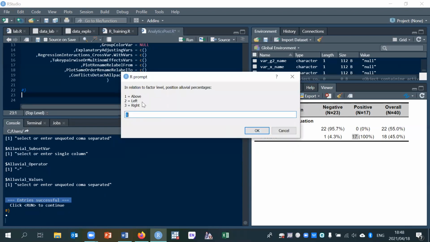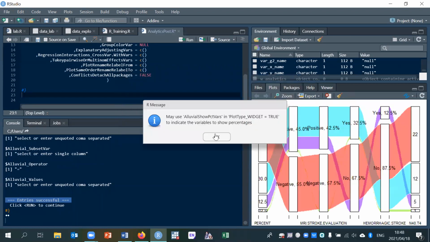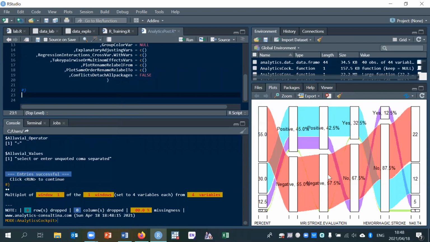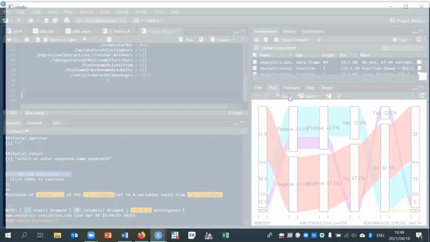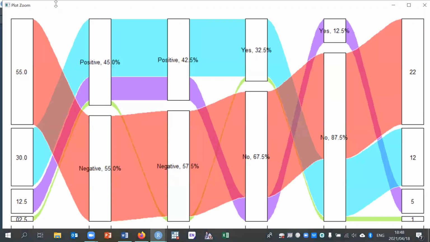So we proceed, and I can choose to say, okay, the percentages, where do you want this to appear? It actually makes more sense when you show the graph. For now, I'm just going to say, please position all these percentages to the right. So when I click this, it shows this graph here, which is alluvial. So let's just go ahead here and see. Let me zoom this. Right, so this is basically what will happen.